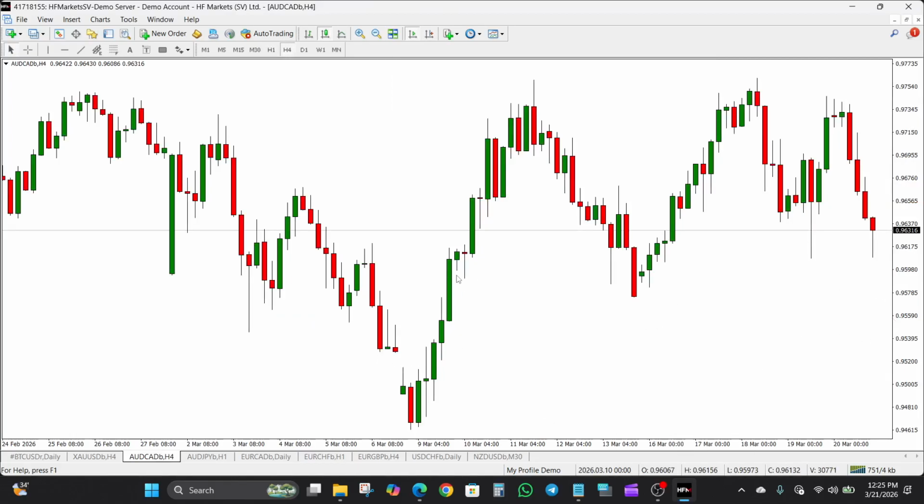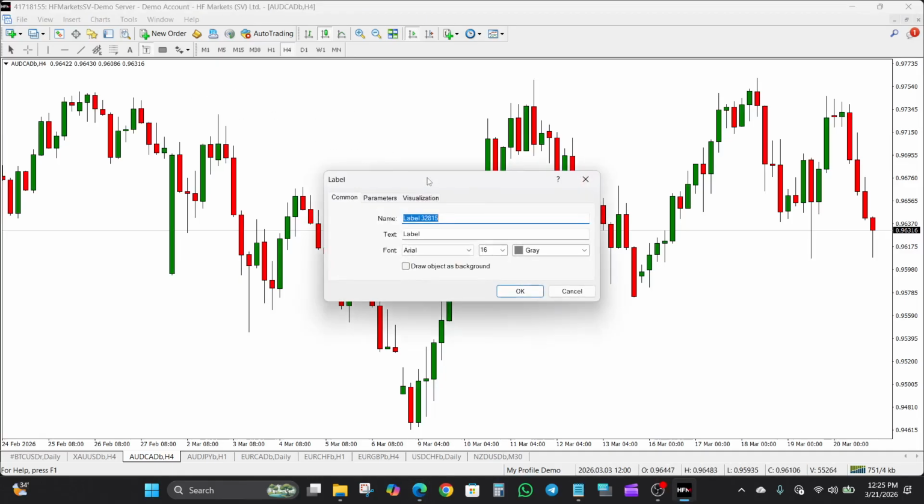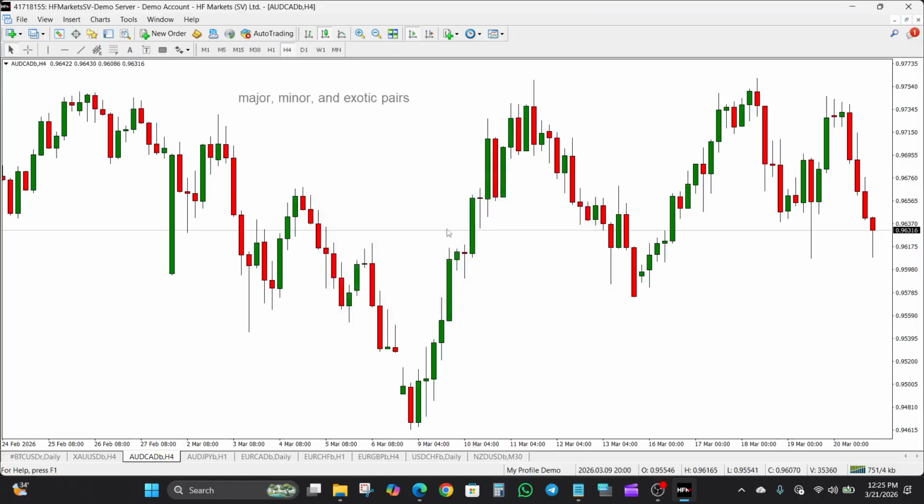They are grouped into three main categories. We have the major, the minor, and the exotic pairs.